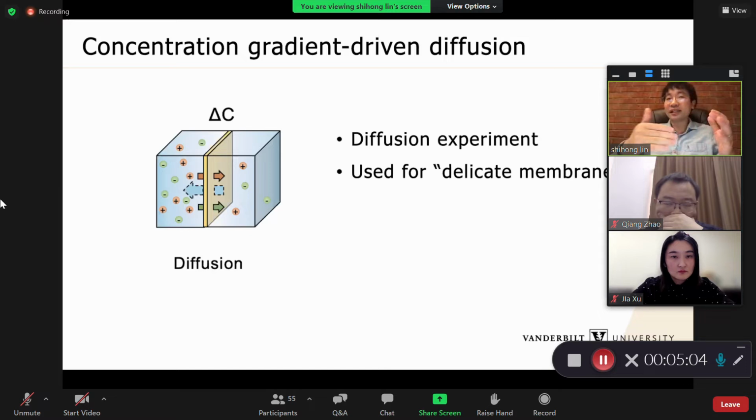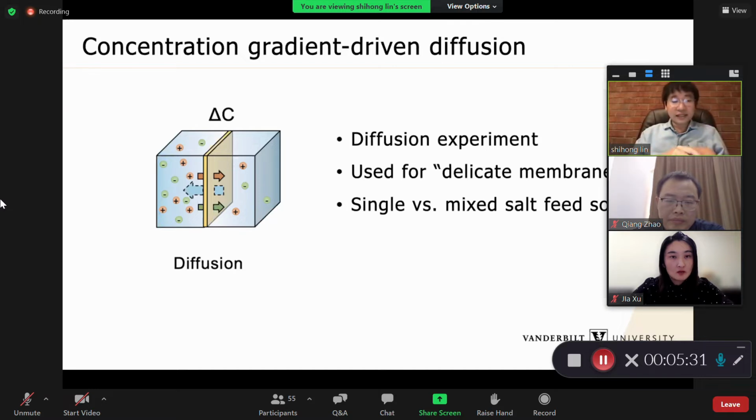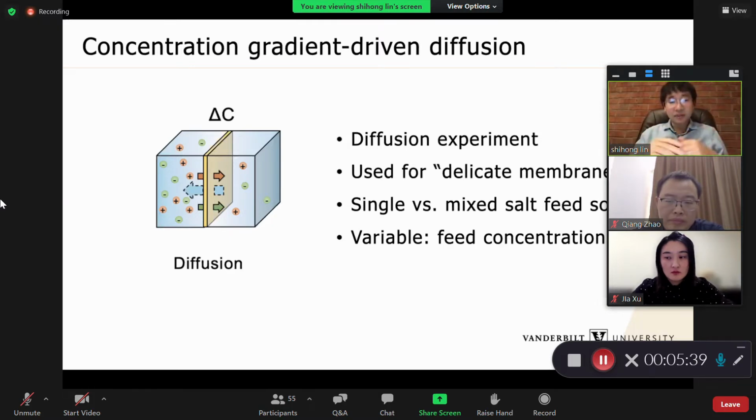For example, in the early days when people developed those graphene oxide stack membranes or even single layer graphene membranes, it was impossible to actually do a nanofiltration experiment with those types of membrane unless you engineered a really robust support, which was not present at the time. So people used diffusion experiments to measure the ion flux, and from that they got the ion-ion selectivity. Again, with this setup, you can do single salt experiments or mixed salt experiments, your choice. And the variable is basically the feed concentration.